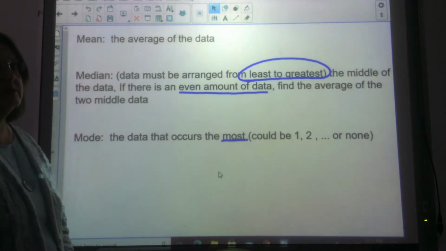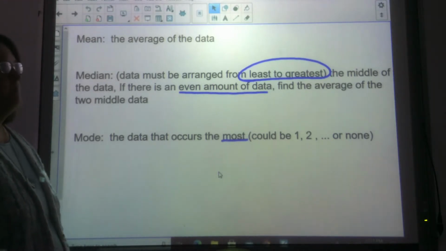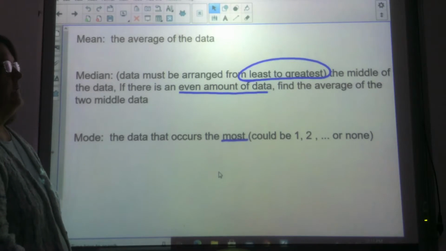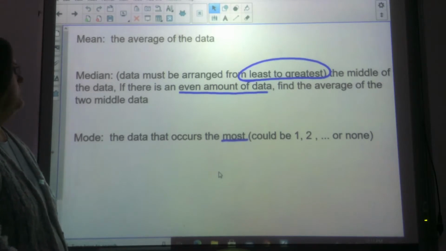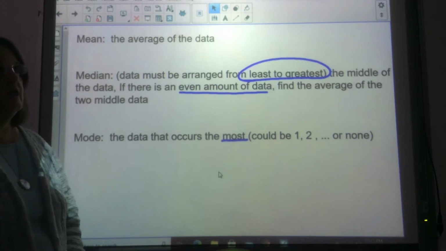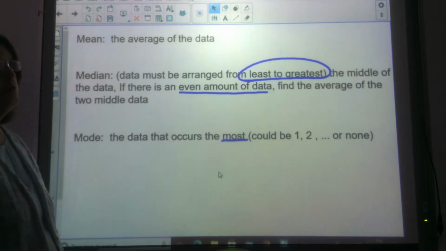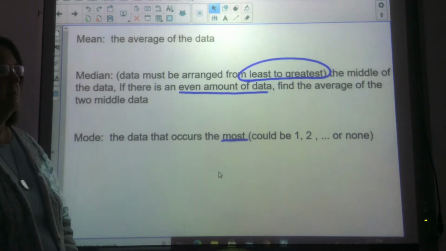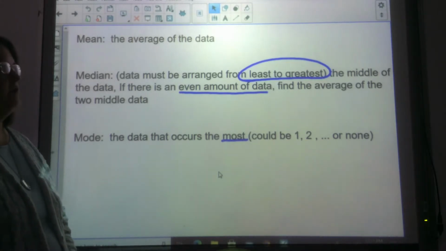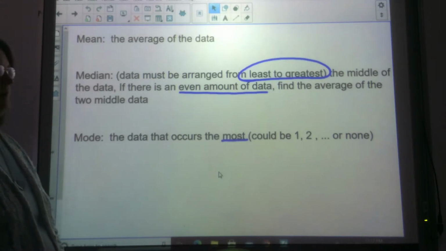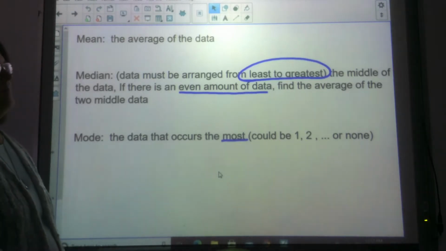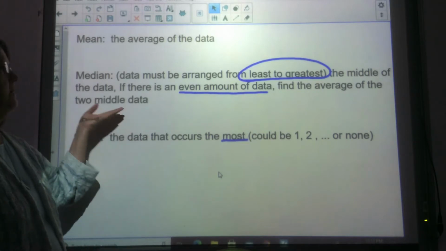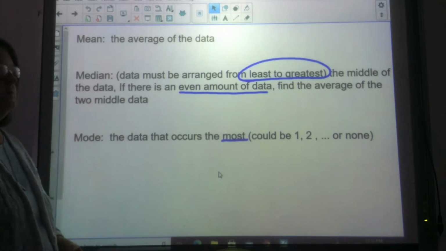And a lot of times this is where a student makes a mistake. They forget to arrange them in order. So be careful that you do that. And the median is the middle number in the data, the very middle. Now, if you have an even amount of data, meaning you have 20 items, then you'll want to look at the 10th and the 11th item and average them together. You'll add them up and divide by 2. So when you have an even amount of data, you want to find the average of the two middle data.